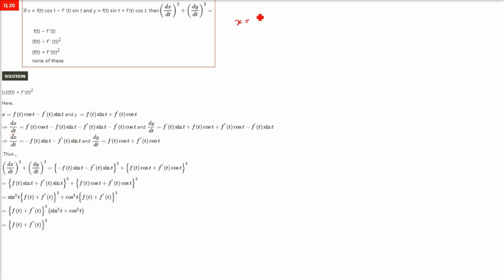x is equal to f(t) cos t minus f'(t) sin t. So dx/dt will be, there are two functions here. In the first term, two functions; the second term also has two parts. So we'll take the first term, f(t) cos t, and I'm applying the product rule. So cos t will give minus sin t, then we have cos t, and differentiation of f(t) will be f'(t).